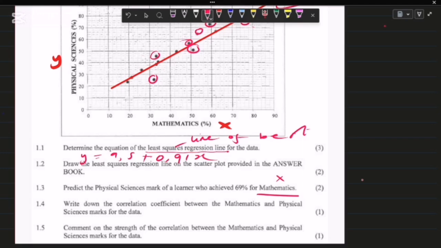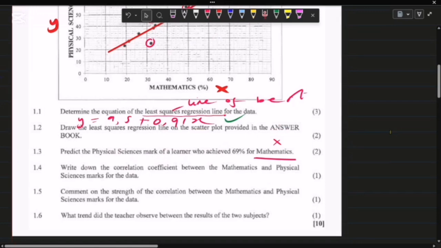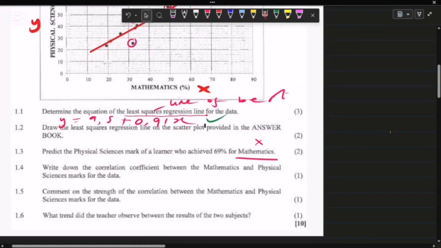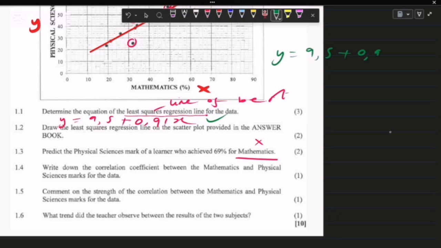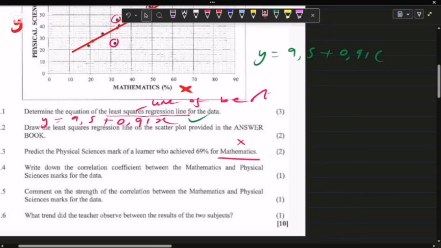And great news is we have the equation. So what we'll do is we'll simply take the x value, plug it into the equation, and then we can get our y value. So let's get that done. For this question we'll say that y is 9.5 plus 0.91, and then instead of x, we'll put the value of the maths mark, which is 69, and then we'll use our calculator to evaluate this.